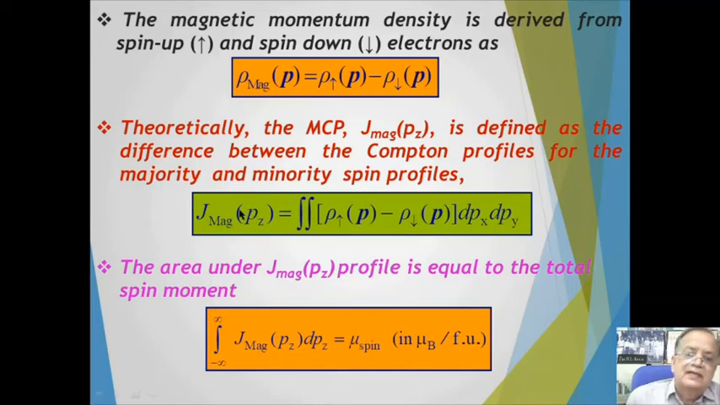This magnetic Compton profile is basically coming from the unpaired electrons, and the charge Compton profile or normal Compton profile J(pz), where mag is not there, comes from the contribution of all the electrons. So the area under the J magnetic (pz) leads to the spin moment of that particular material.